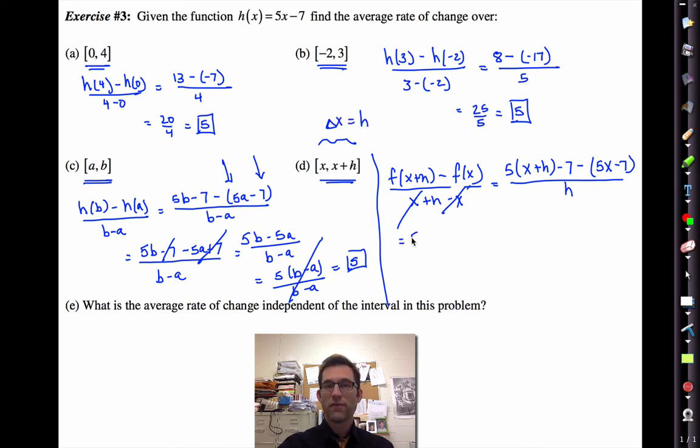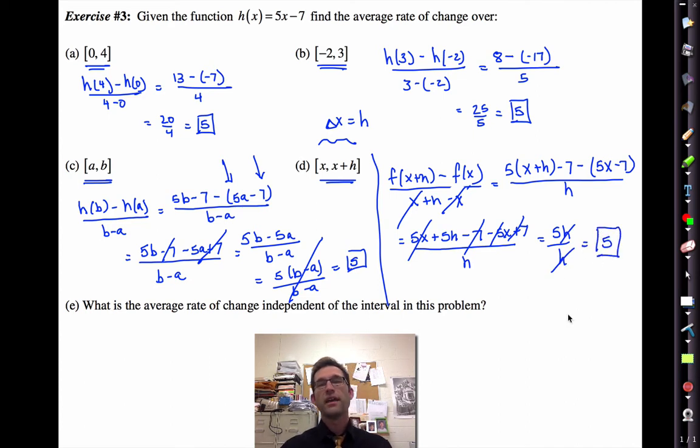Now let's keep going. We get 5x plus 5h minus 7 minus 5x plus 7 all over h. Cancel, cancel, cancel, cancel. And we get 5h divided by h, cancel, and we get 5. Again, independent of the beginning and the ending point.